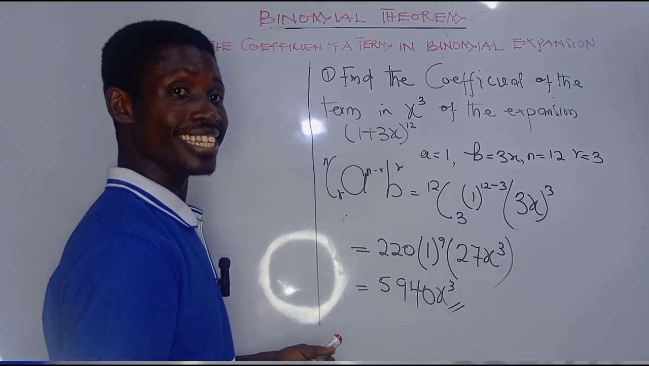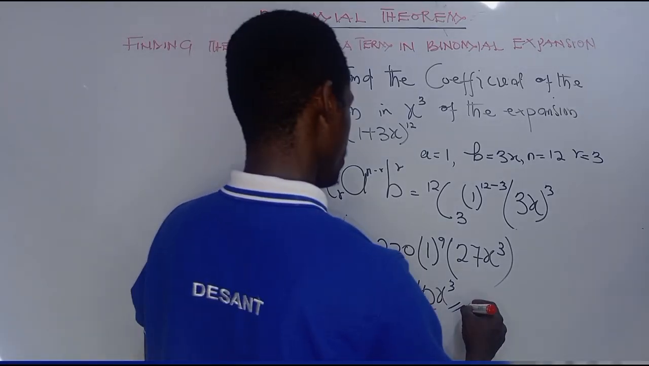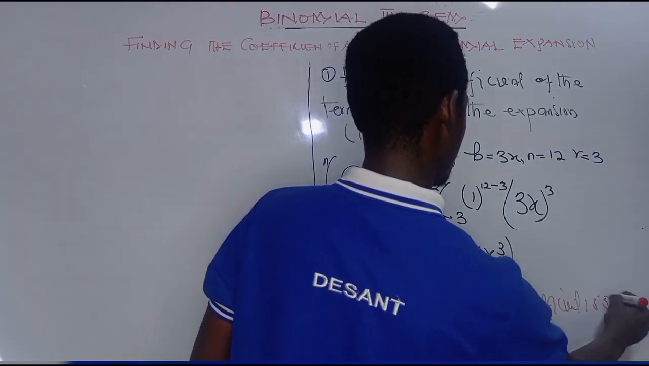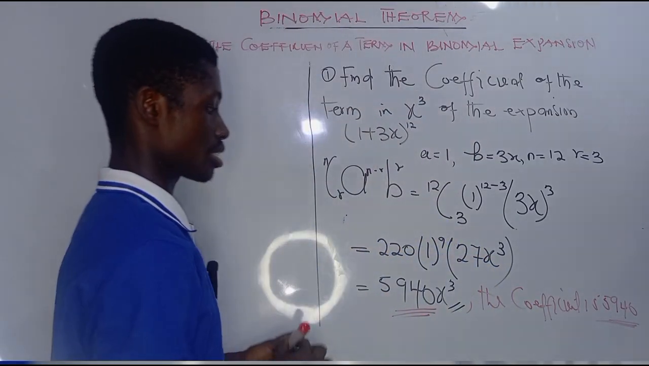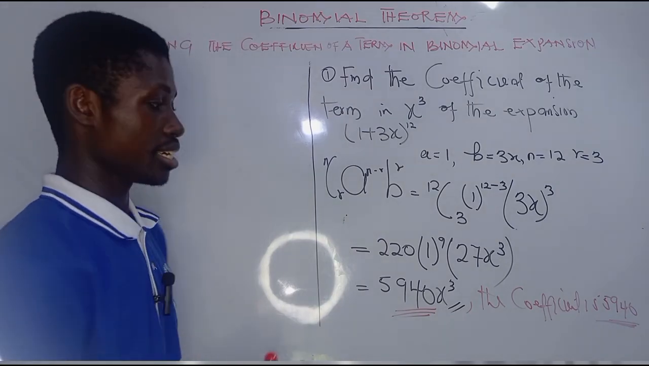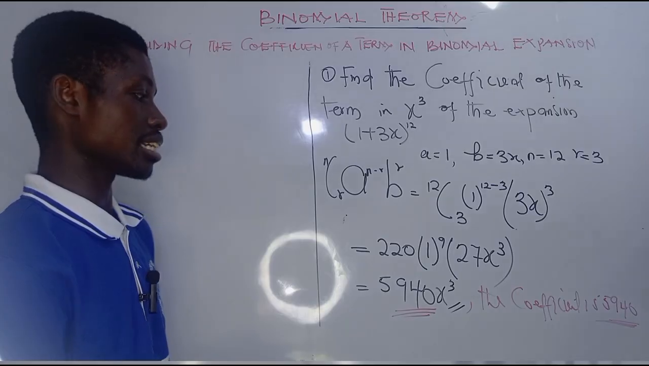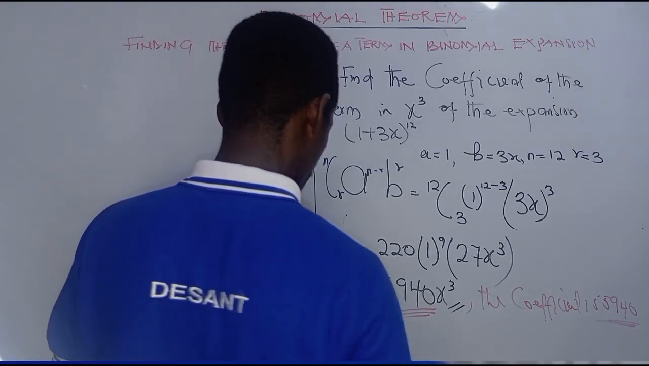Now we are interested in the coefficient. So the coefficient is 5940. And that is that. Very, very easy. So this is the term, and this is the coefficient, that's the number in front of the variable. Let's take our next example.